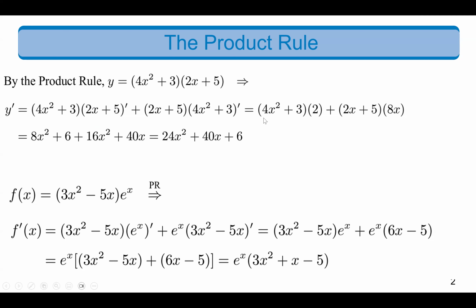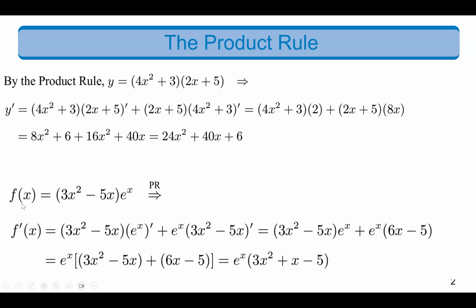So we multiply 2 by 4x squared plus 3 and we get 8x squared plus 6. We multiply 8x by 2x plus 5 and we get 16x squared plus 40x. So here we can combine the 8x squared plus 16x squared, which will give us 24x squared. Then plus 40x and plus 6. So that will be our final solution.